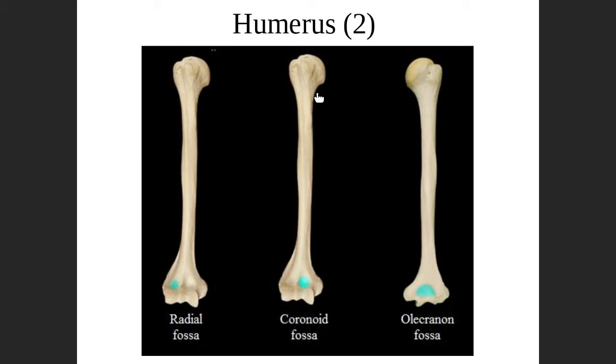This is an anterior view. So here's the radial fossa right above the capitulum here. And then right above the trochlea, you have the coronoid fossa. Then we flip the humerus over, and on the back, you'll see this big depression. That's the olecranon fossa. So part of the olecranon will settle in there.